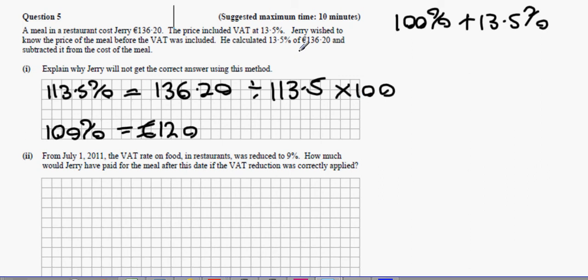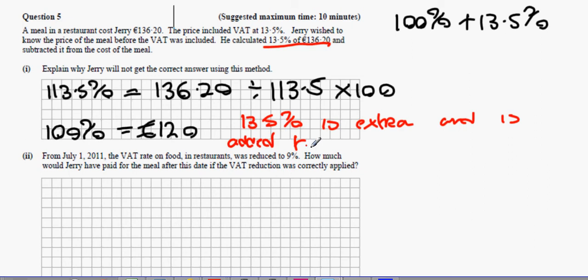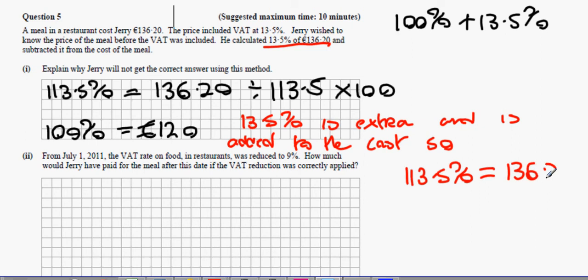Okay, now, the reason being he doesn't get it right is the 13.5% is extra and is added to the cost. So 113.5% equals 136.20. Okay? And you won't get this number if you do this method, okay?